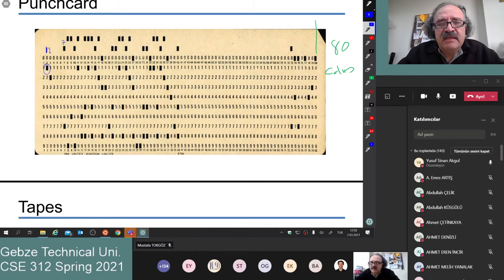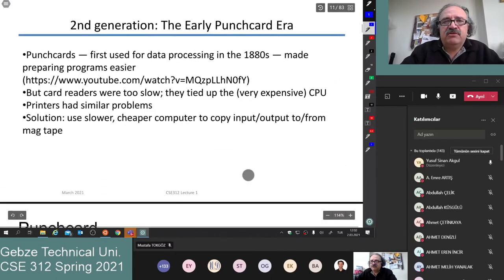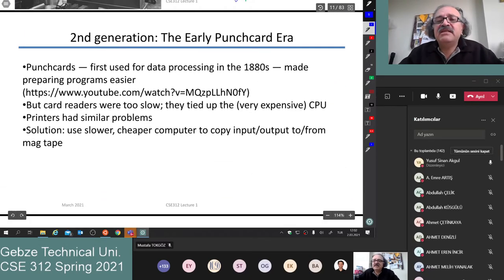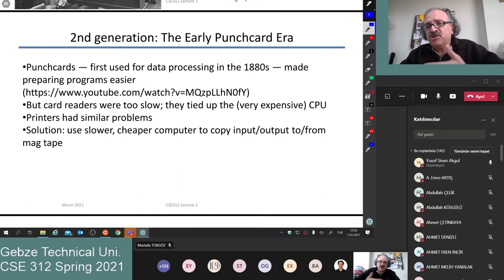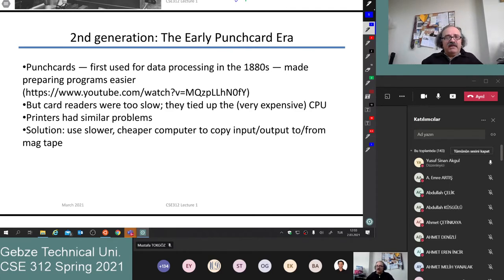Punch cards are not inventions of the computer people. They were invented in the 1800s, actually. In the 1880s, they used to keep data on punch cards, and there were special devices to read those punch cards and make the data available. They kept their data using punch cards before computers, actually even before that. Let me show you.